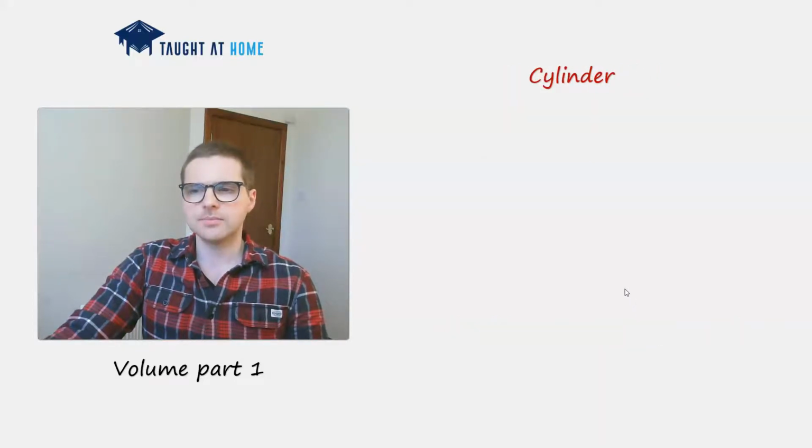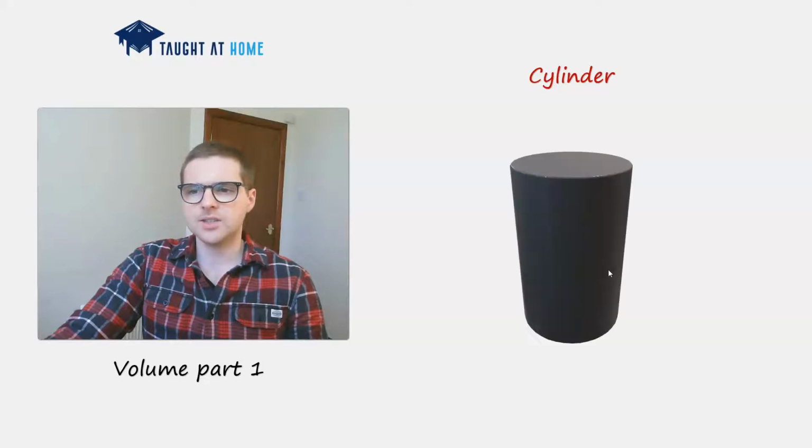A cylinder. A cylinder has a circular face and it has a length or a height, so it's been extruded. And we can say that the volume is the area of the face multiplied by its height. And the area of its face, as it's a circle, will be pi r squared.